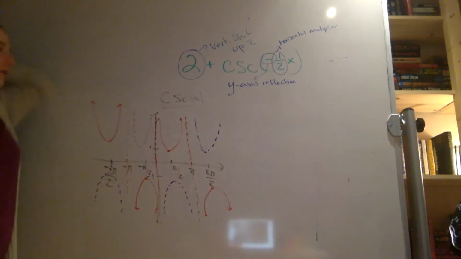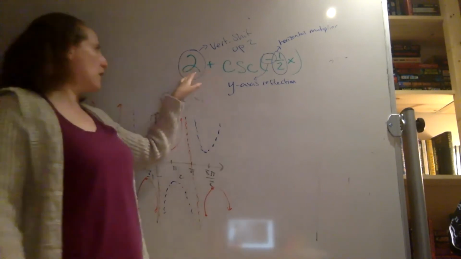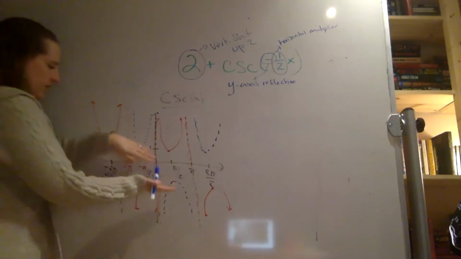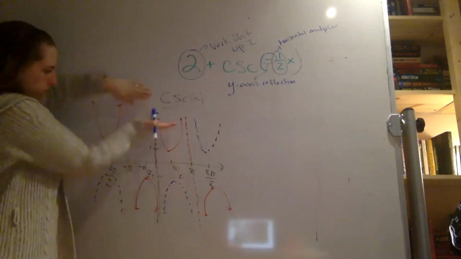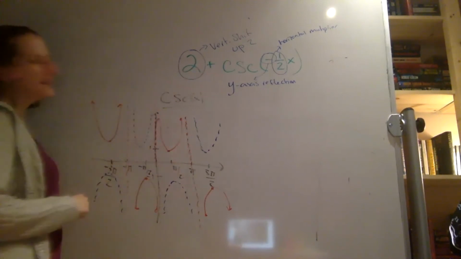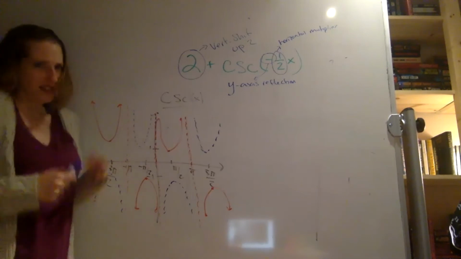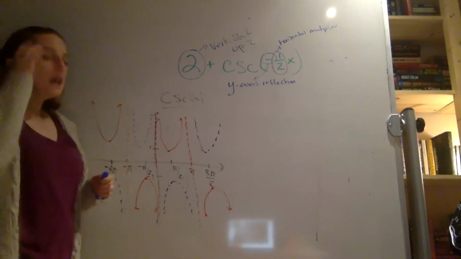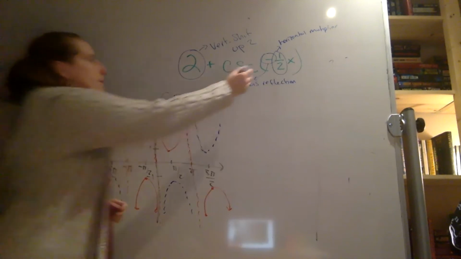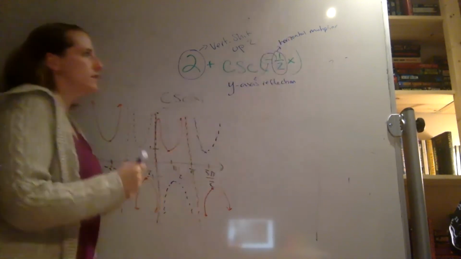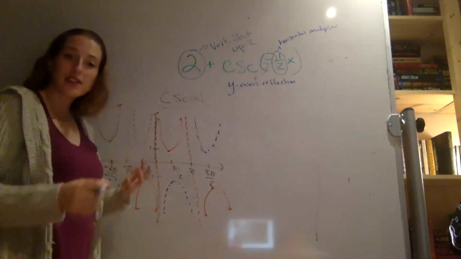Now, in addition to a y-axis reflection, we've also got this upshift of 2. That's pretty straightforward. That's going to take all of these and shift them up 2. And then the one that's kind of fun to think about is we also have this 1/2 horizontal multiplier. So what that does is that changes the period.